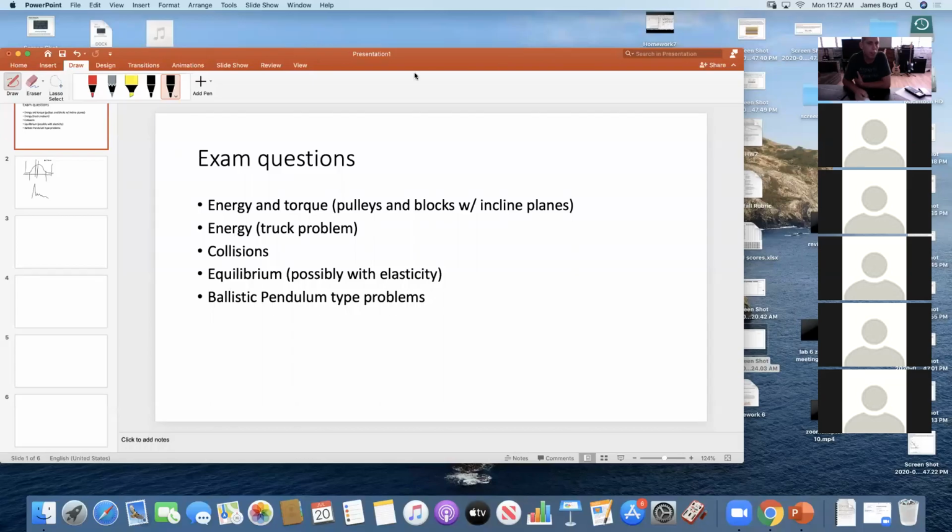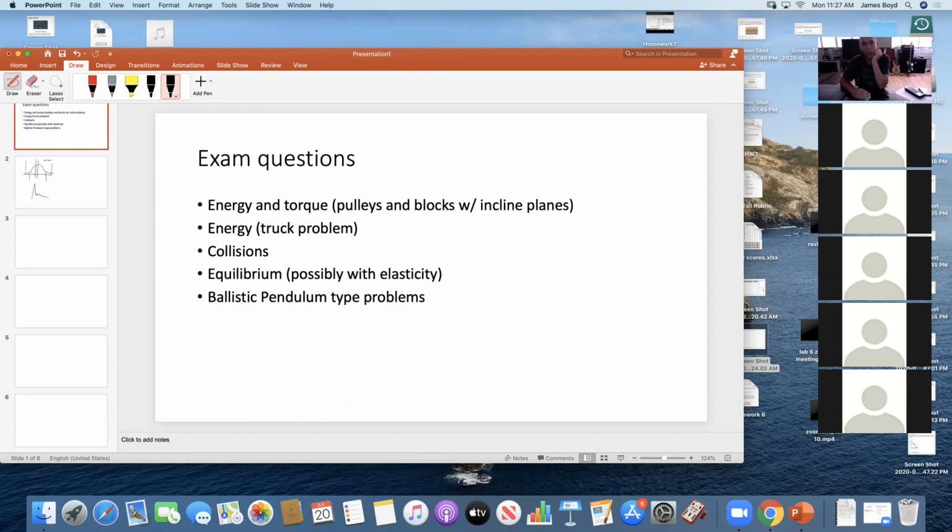So we're recording. Okay, so the 5 basic types of questions that we're gonna have. When I say energy and torque here, what I mean are those pulleys and blocks with inclined plane. We'll go over that today. We went over that on Thursday with energy. We're gonna go over it today with torque.